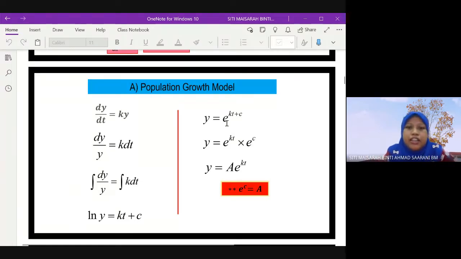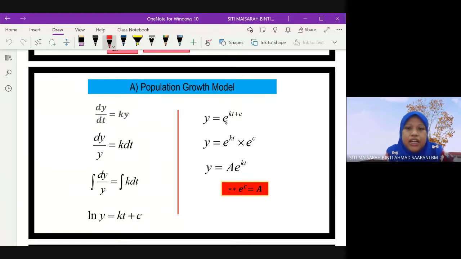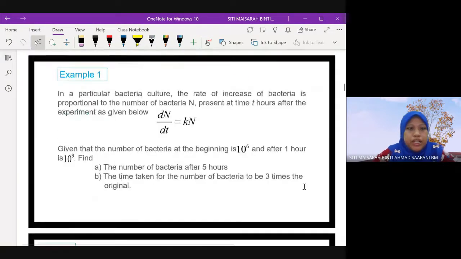Okay, and then dia simplify lagi, let a equals to e power c, so that y equals to a e power kt. So dia nak bagi tahu kat sini, dia punya cara nak selesaikan population growth model ni, dia starting with differential equation dia yang ni, dy dt equals to ky. So then dia punya cara solve dia sama saja. At the end dia akan dapat bentuk macam ni lah, y equals to a e kt. Okay, kita tengok dia punya problem dia, example 1.